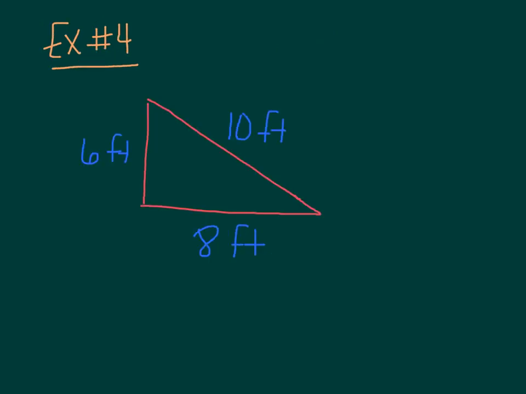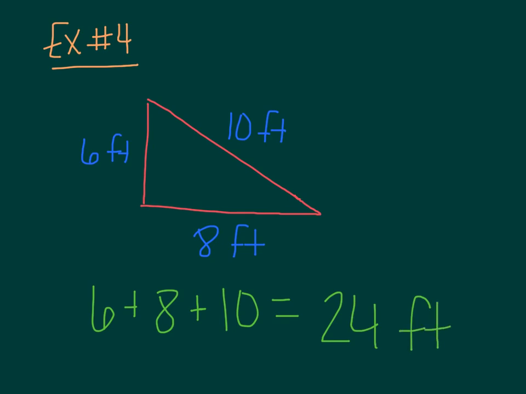And example 4, we have a triangle. Now, the area of a triangle is a little bit different, but since we're just doing perimeter, we just add up all 3 of these sides. 6 plus 8 plus 10, which gives us 24 feet. And here's where I got feet from. So that is our perimeter.